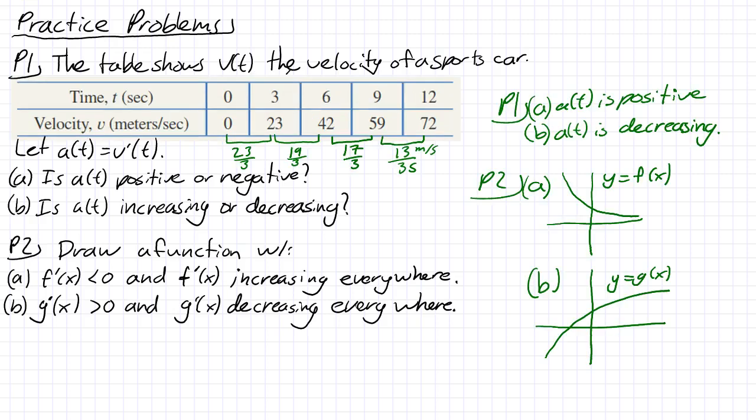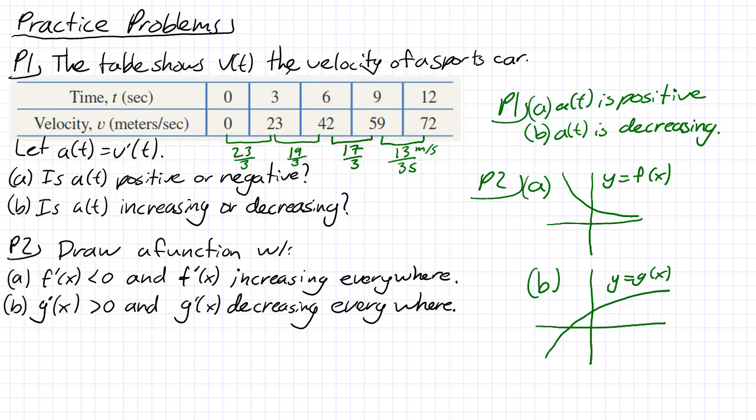Here's the answers to these. So for this first one, if this is velocity, then the derivative of that we can approximate by getting average rates of change between the two things. So over the first 3 seconds, the velocity goes from 0 to 23. So that's an average rate of change of 23 meters per second in 3 seconds. And then it goes up by 19 in 3 seconds, and then it goes up by 17 meters per second in 3 seconds, and then by 13 meters per second in 3 seconds.